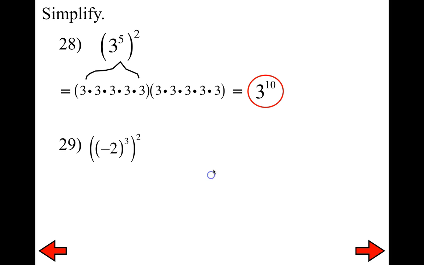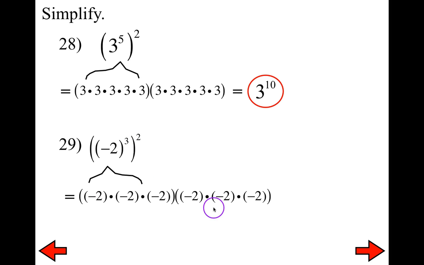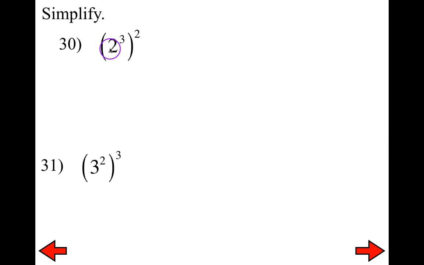Now, what about number 29? Same idea. Here, my base is a negative 2, and it's going to be repeated 3 times, so I won't do that. But since it's being squared, I have to repeat this entire group once more, which would give me negative 2 with parentheses to the 6th power. Moving on. Now here, again, I'm going to go ahead and extend this out to 2 cubed written as an extended product. Here's my first group, but since I have it being squared, I have to repeat it once more to make a total of 2, giving me 2 to the 6th power.